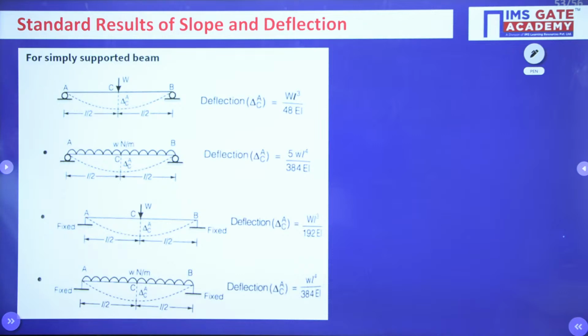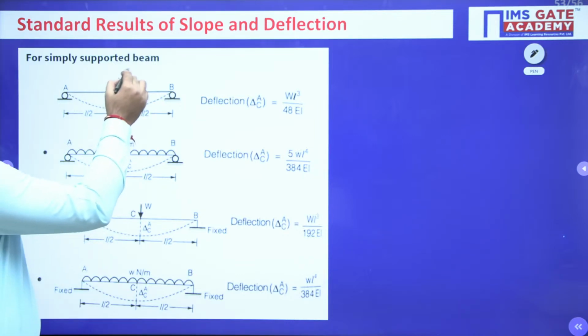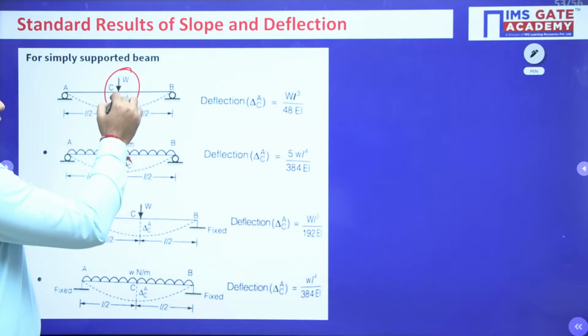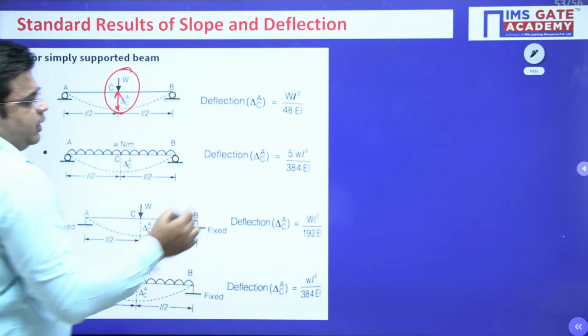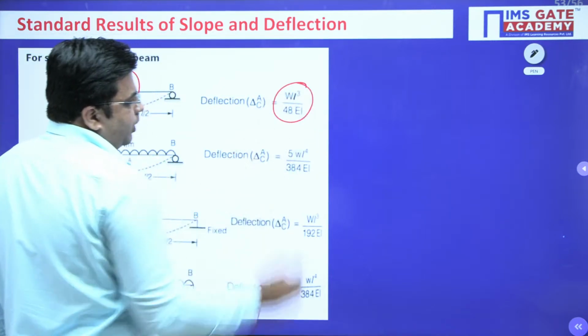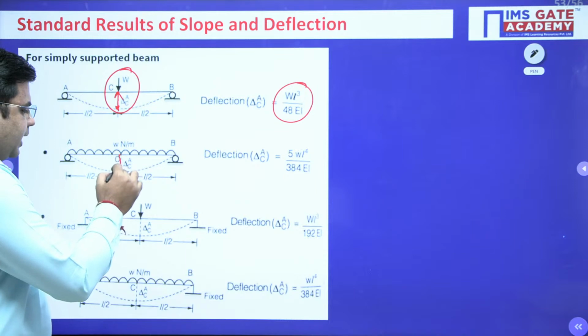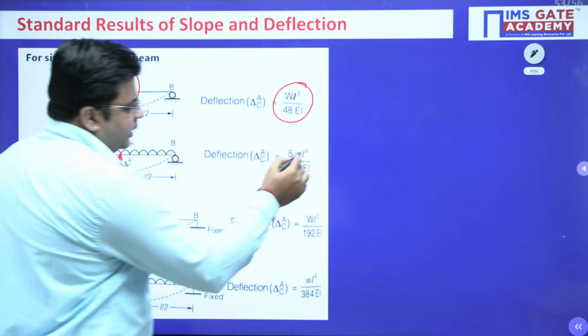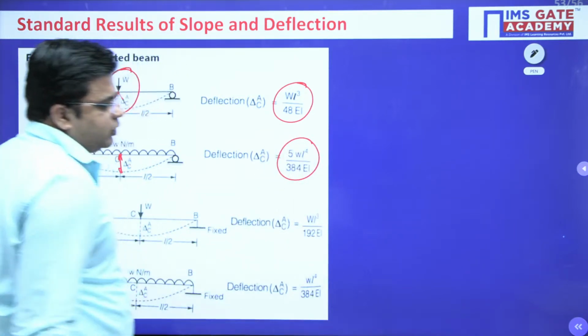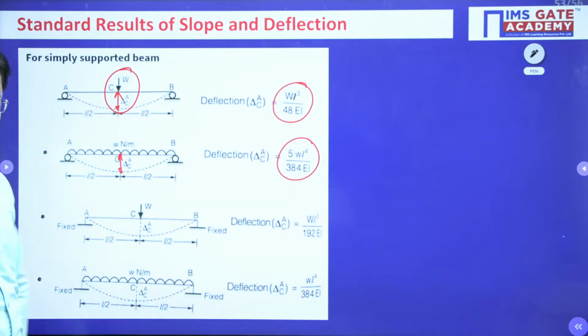For a simply supported beam, if you apply a point load at the midspan, this delta at the midspan can be calculated as WL cube upon 48 EI. For a UDL applied over the simply supported beam, again this delta at the midspan is 5 WL raised to power 4 upon 384 EI.